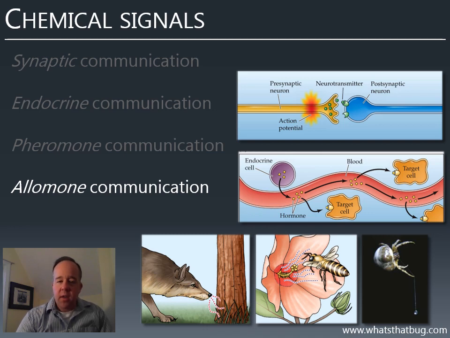So those are just some examples of the scales of communication that chemicals can be used for. We've seen synaptic communication so far. Today we'll talk about endocrine communication.